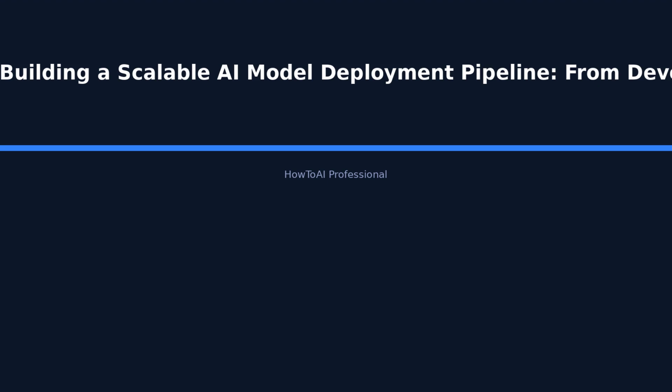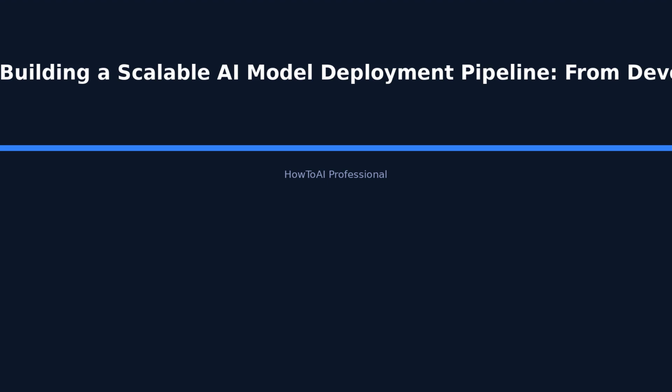Don't forget about data governance. As your pipeline scales, ensure that you have policies in place for data access, security, and compliance. This is especially important if you're dealing with sensitive data, such as personally identifiable information or health records.